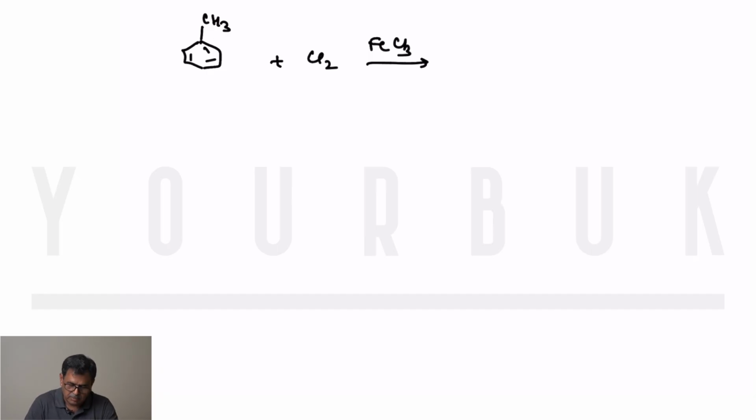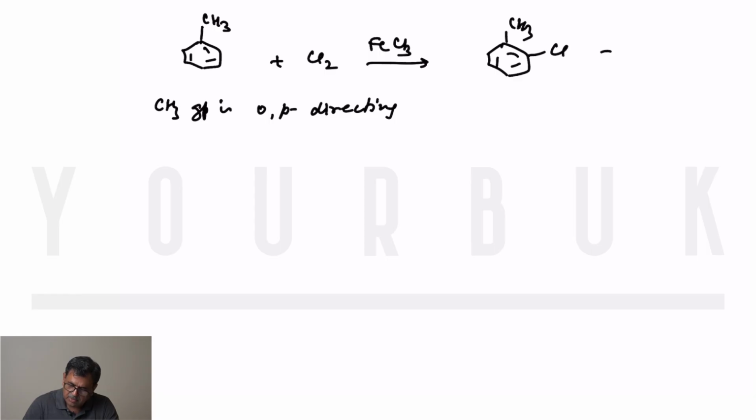Now the next example is, suppose you are given toluene, a homologue of benzene. In this case, if you want to replace H of the benzene ring, then we use chlorination in the presence of FeCl3, and since methyl is an electron donating group, it is ortho-para directing. The methyl group is ortho-para directing, so the chlorine comes either at the ortho position or at the para position. So two isomers are formed, in which the para is generally the major product.